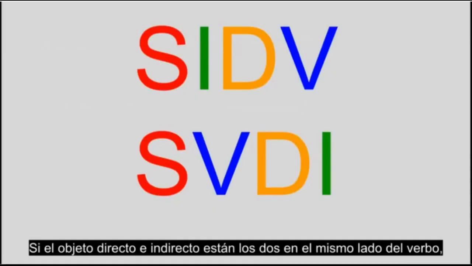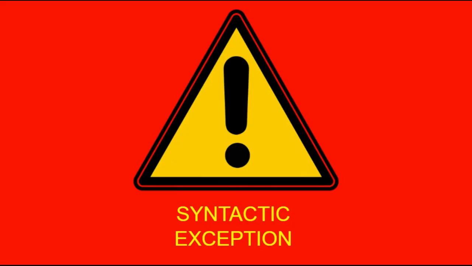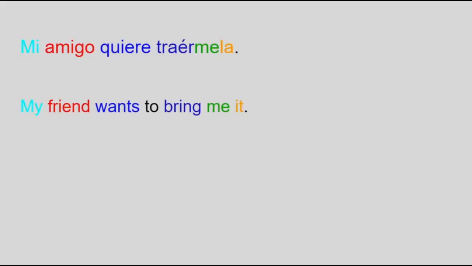If both the direct object and indirect object are on the same side of the verb, then the direct object is always closer to the verb. This is almost always true, but there's one exception I forgot about. If both the objects are in the form of clitic pronouns that come after an infinitive or imperative verb, then the indirect object is closer to the verb.